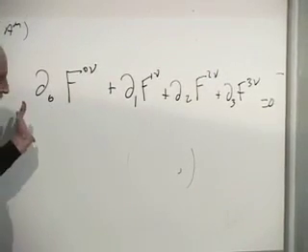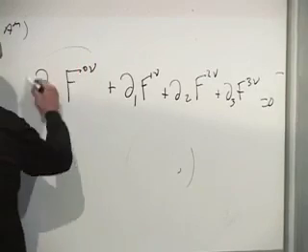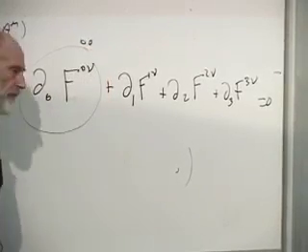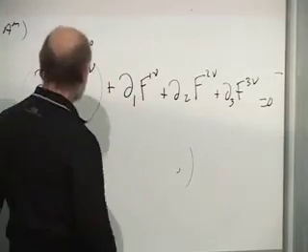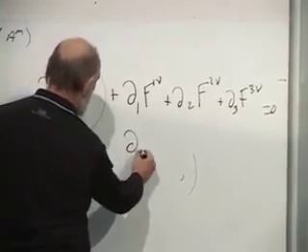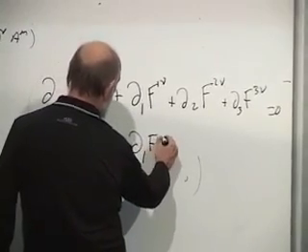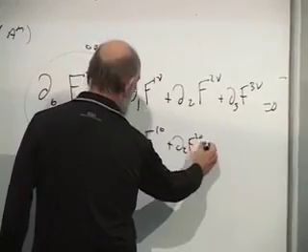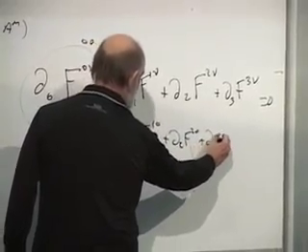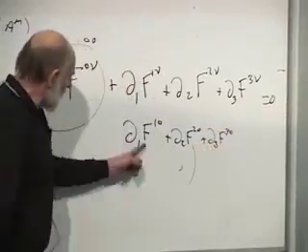Okay, then if we pick 0, this will be 0 because F00 is 0. And this will be d1 of F10 plus d2 of F20 plus d3 of F30. What is F10?